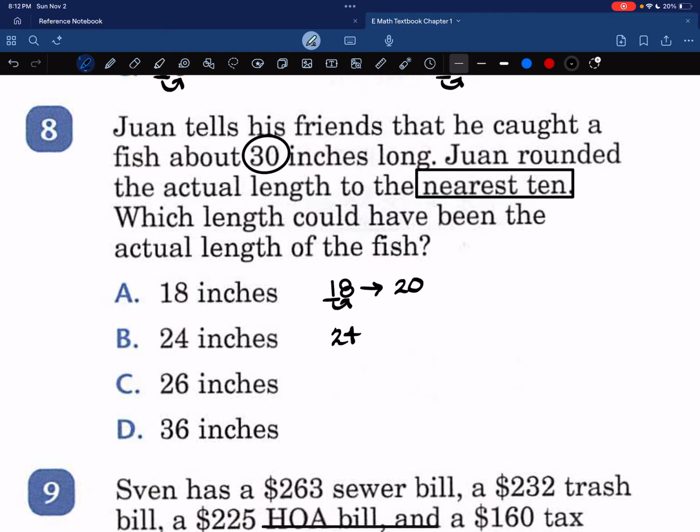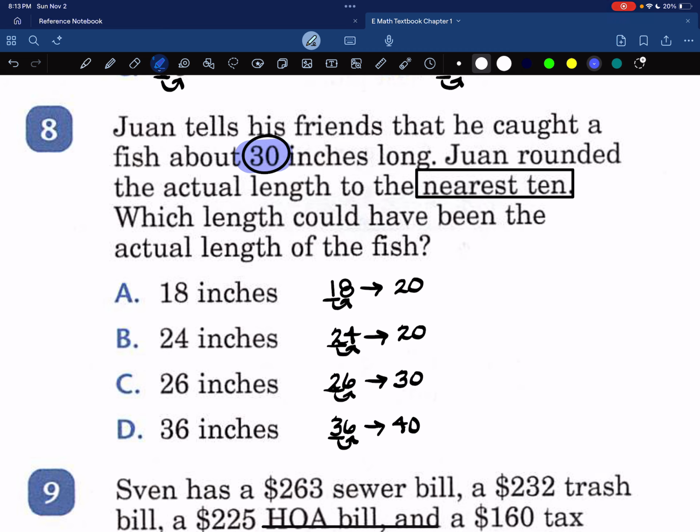Then 24 would be also rounding to 20. 26, neighbor says round up this time, so it would round up to 30. And 36, neighbor says round up to 40. We want the one that rounds to 30. So that would be C as in Charlie.